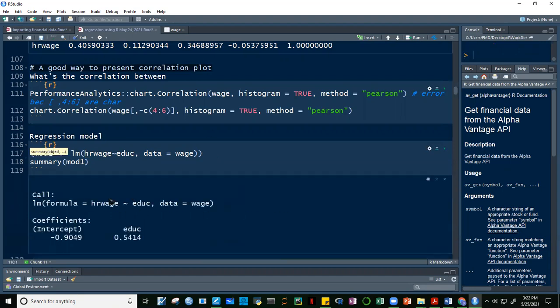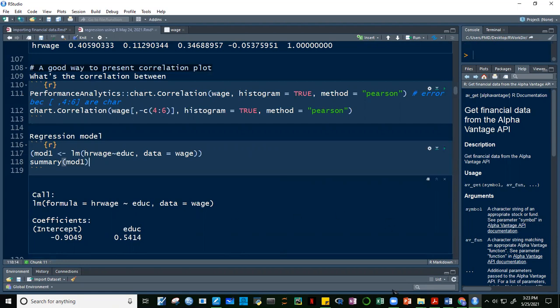Kasi linagyan ko ng parenthesis dun sa harap, ibig sabihin mag-generate siya ng output. So intercept is negative 0.9049, and then education is 0.5414. Okay? So ibig sabihin, yung influence ni education is 0.5414. For every 1 year increase in education, there's a corresponding $0.54 increase in your hourly wage. Yan ang ibig sabihin yan.